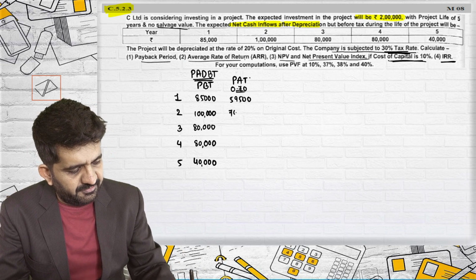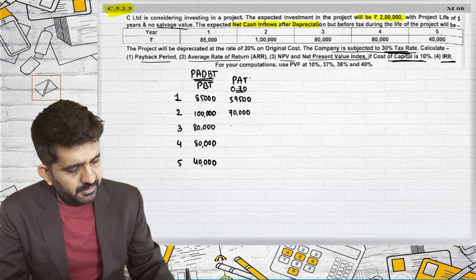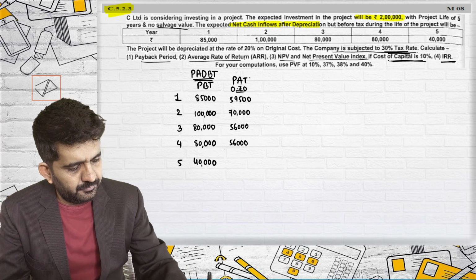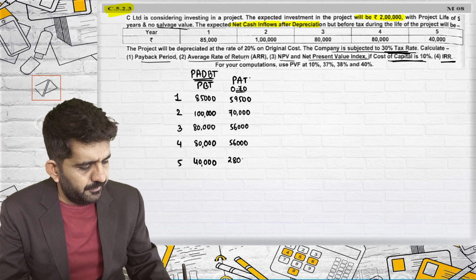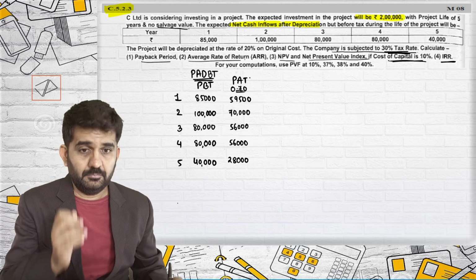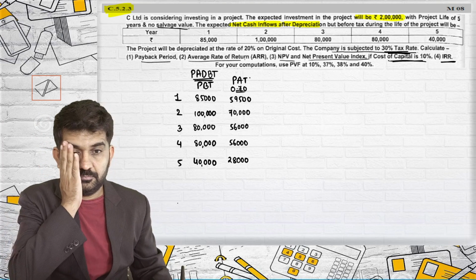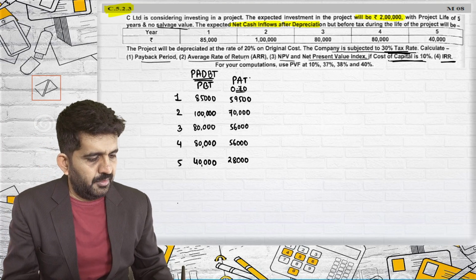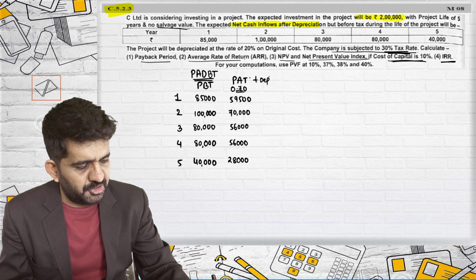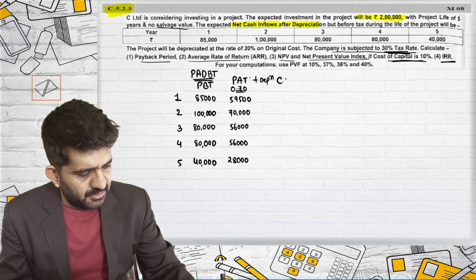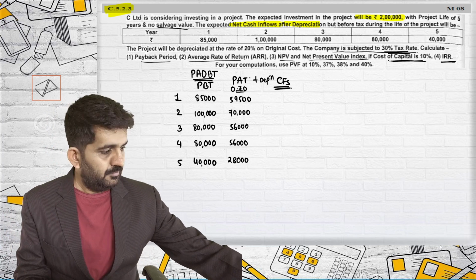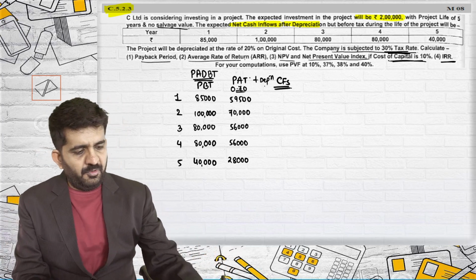1 lakh into 70% is 70,000. This is 56,000. This is 28,000. This is profit after tax. I need to add depreciation to it to get the answer of cash flows. So we will be adding depreciation.